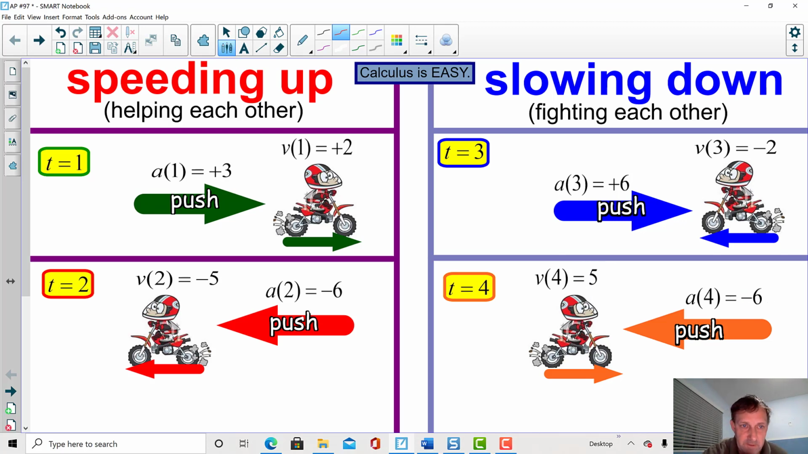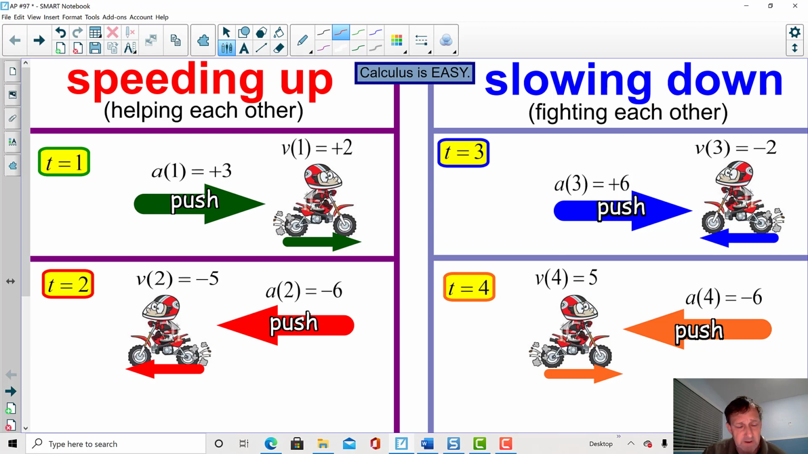So basically, if your acceleration has the same sign as the velocity, then you're going to be speeding up. And if your acceleration has an opposite sign of your velocity, then you're going to be slowing down. And it's basically that simple. So what that means is that you're going to have to find the velocity and the acceleration at that moment in time, and just to see if they're positive or negative. That's all that really matters. It doesn't matter how big it is or how small it is. It just matters if it's positive or negative.